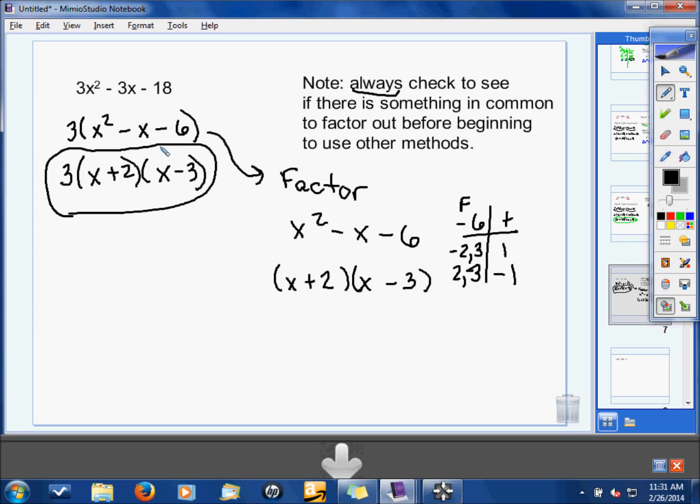It's very, very important. Now, most of the ones on the sheet that I gave you don't have you checking. They don't have something in common. But just make a mental note to always do that, because it can happen, and then it makes your life a whole lot easier, and it makes your factoring complete. Okay, are we good on this one?